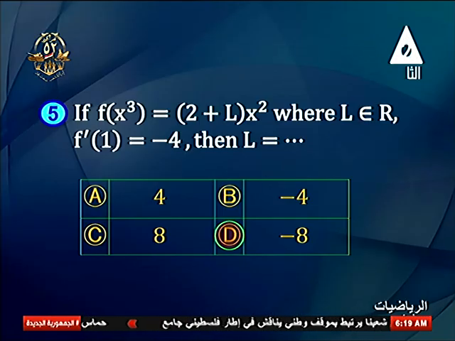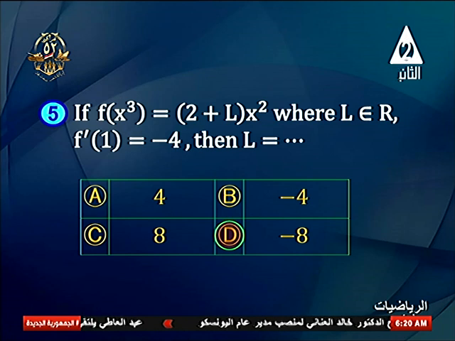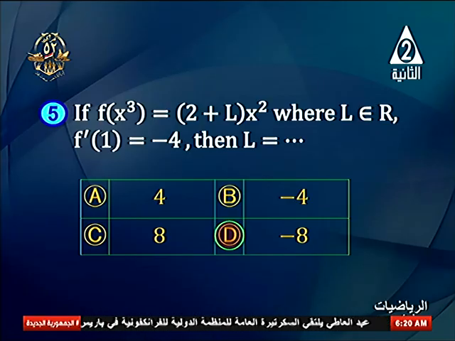This example is a very important example. Why? Because in this case, from the given, f of x power 3 equals the bracket containing 2 plus L multiply x squared. And by the hint, L belongs to R, and from the given, f dash of 1 equals negative 4. What is the value of L? In this case, L equals negative 8.